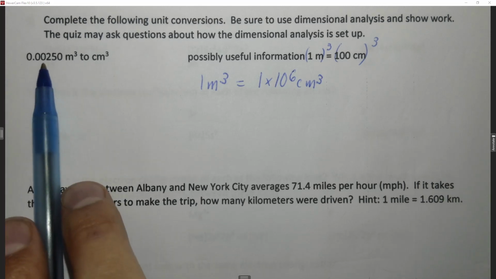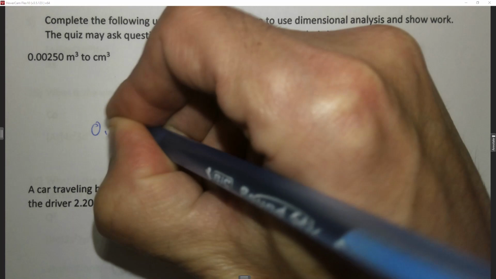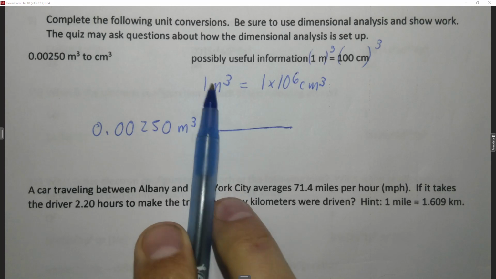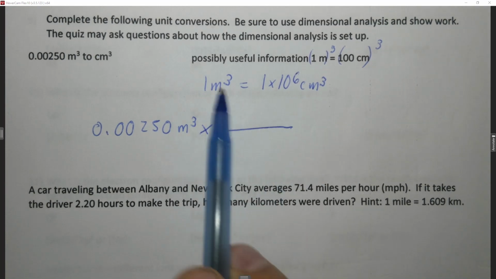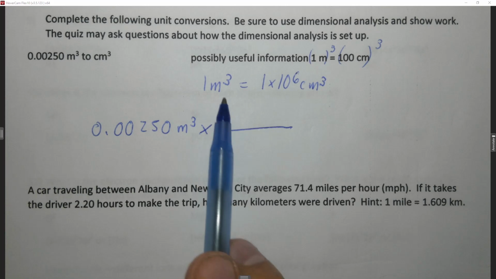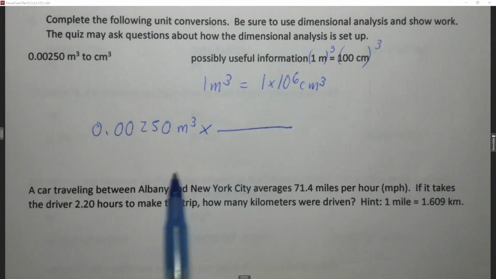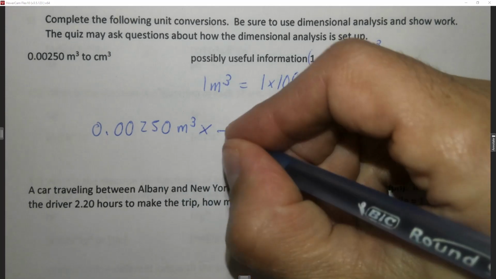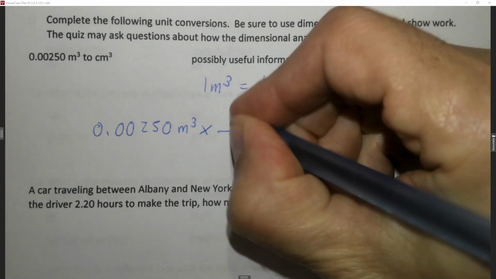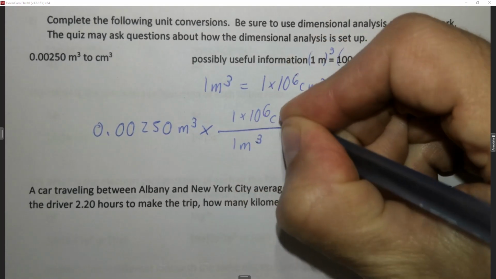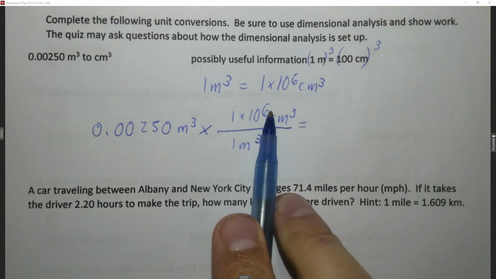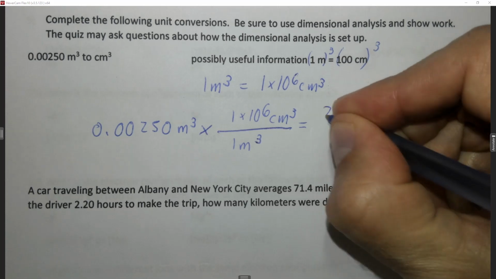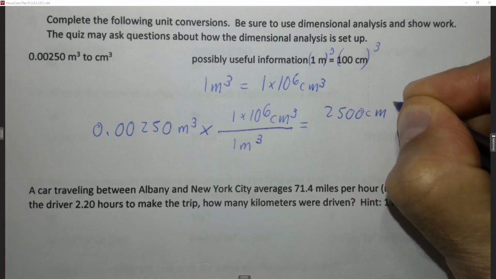All right, so now we're going to take this number, 0.00250 meters cubed, times. We need to turn this equality into a conversion factor. And as we've done before, to turn equalities into conversion factors, we're going to write 1 on the top and 1 on the bottom. Well, how do we decide which one goes on the bottom? Well, we want the 1 on the bottom that's going to cancel out the meters cubed. So in this case, we want to put the 1 meter cubed on the bottom and the 1 times 10 to the 6th centimeters cubed on the top. Multiply by the top, divide by the bottom. When you do that, you're going to get, in your calculator, 2,500 centimeters cubed.